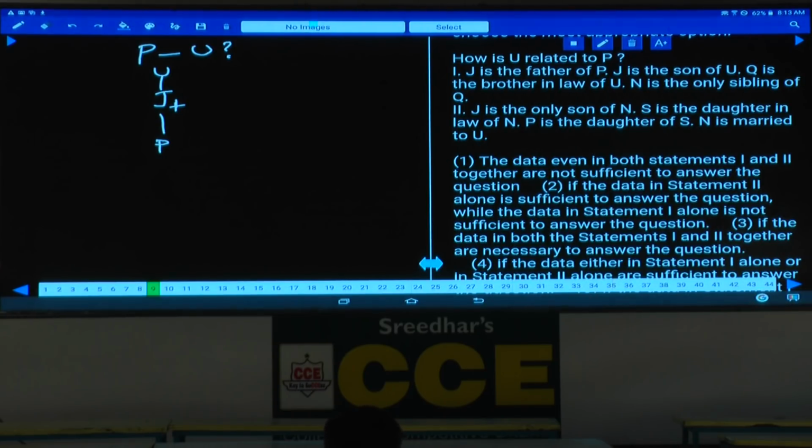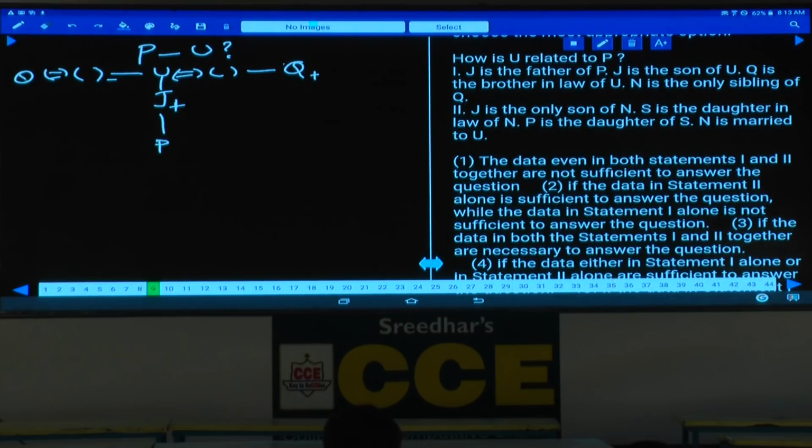And Q is the brother-in-law of U. Q is the brother-in-law of U means U's spouse's brother is Q, or U's sister's husband can be Q.